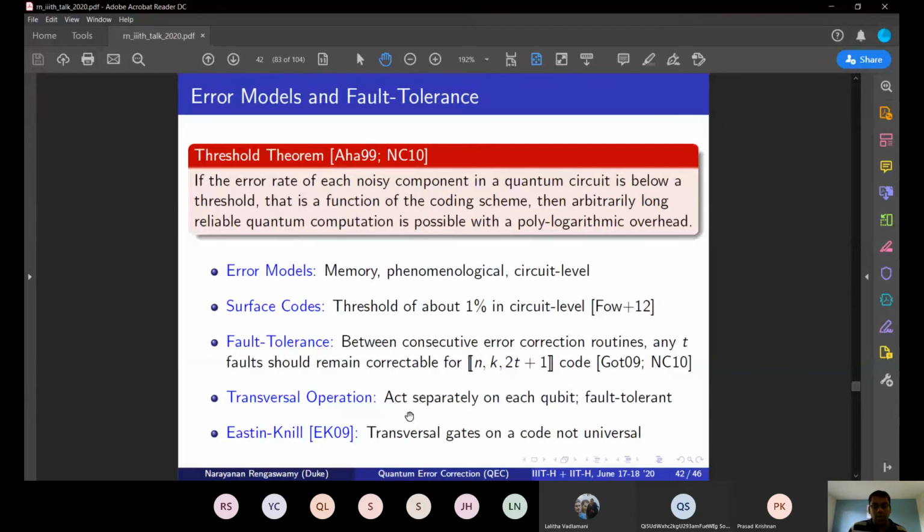And transversal operations is what I said. It splits into operations on individual qubits. And because you're not interacting between qubits, it means that it's naturally fault tolerant because it doesn't spread errors. But unfortunately, Eastin and Knill showed that you cannot realize everything in quantum computing using transversal gates. So you can do some operations transversally, and then the other operations you have to find other fault tolerant methods to do. And the general principle is, non-Clifford gates are hard to do, logical non-Clifford gates. So we usually do logical non-Cliffords using transversal operations, and other operations we do using other methods.